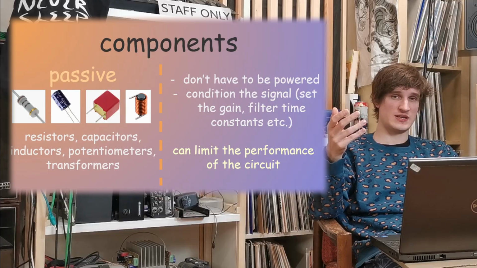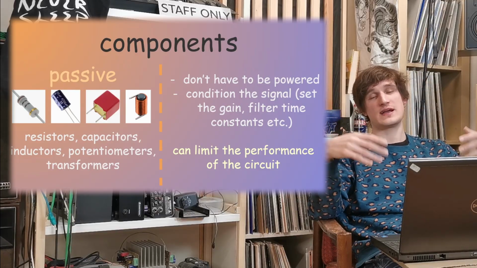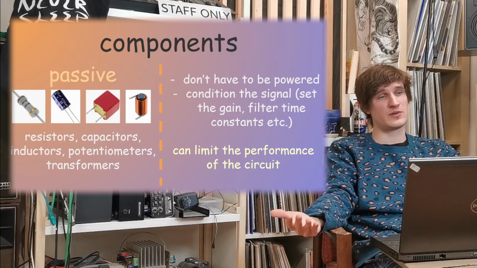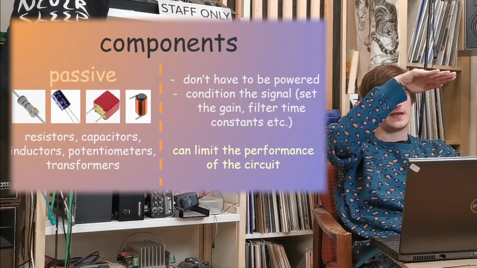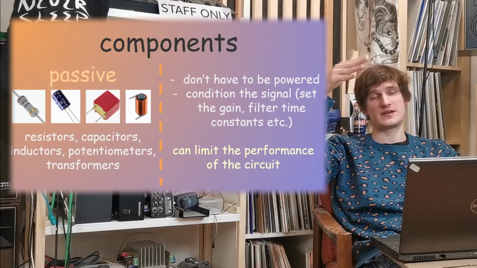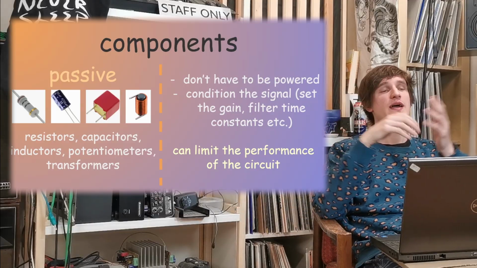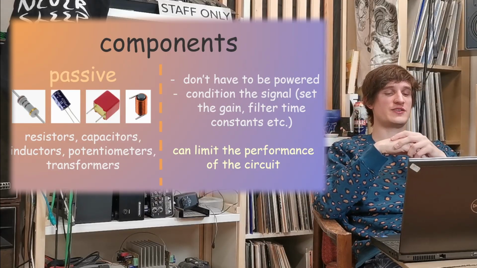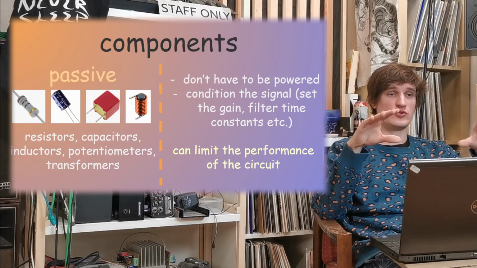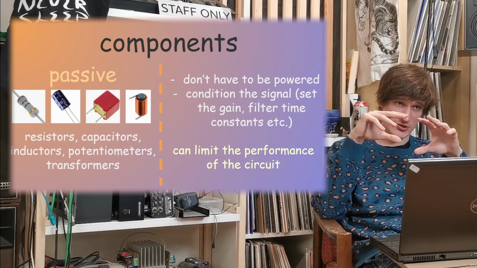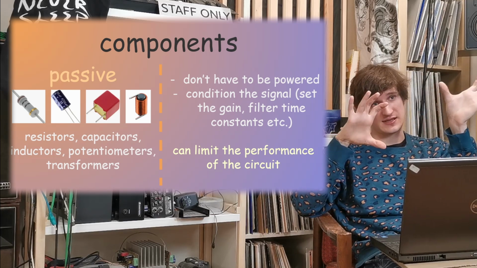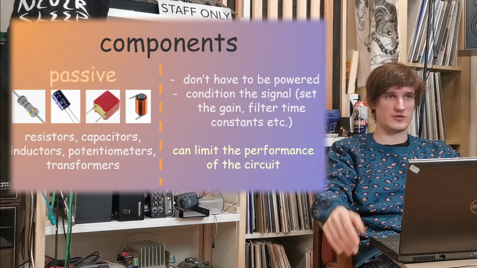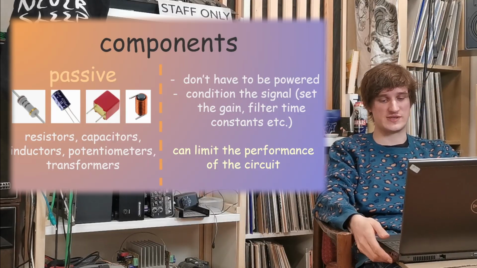Another example of conditioning the signal is capacitors in filters. When you have an EQ circuit, for example, and you just want to make a simple low-pass filter, and you want to decide what will be the cutoff frequency of this filter, you need a certain value of capacitor, also a resistor, but a resistor and capacitor together will form this filter. So thanks to passive components, you can do such things.